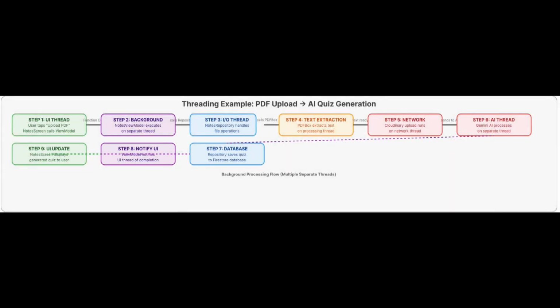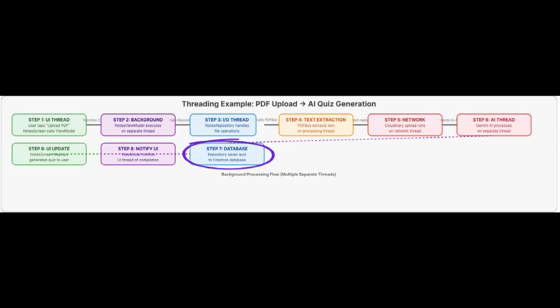Here's a concrete example when a user uploads a PDF to generate a quiz. The UI thread captures the tap on the note screen and calls a view model. Notes view model executes on a background thread and calls notes repository. Repository handles file operations on an input-output thread, calls PDF Box for text extraction on a separate thread, uploads to Cloudinary on a network thread, and sends content to Gemini AI on another network thread.